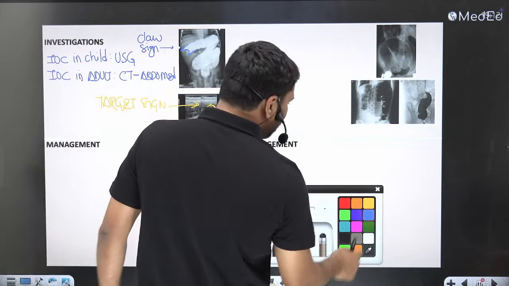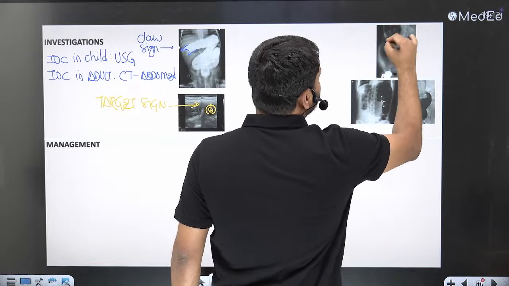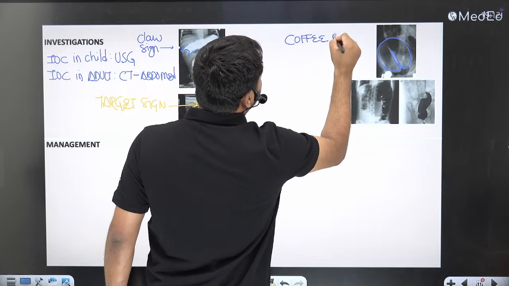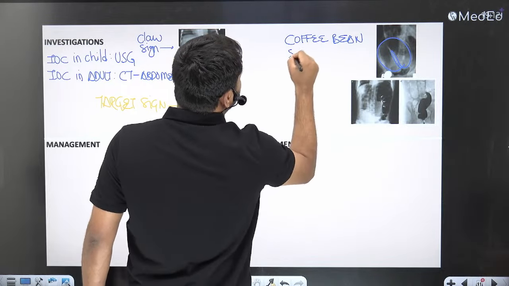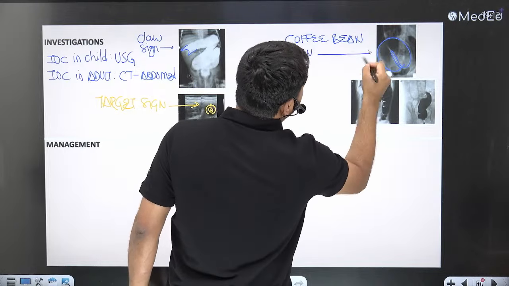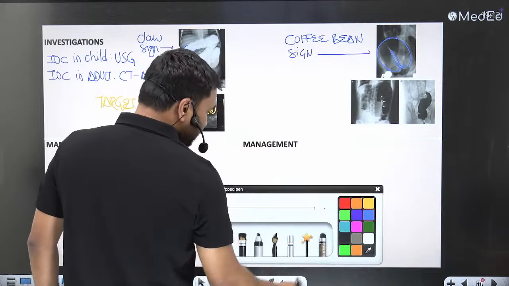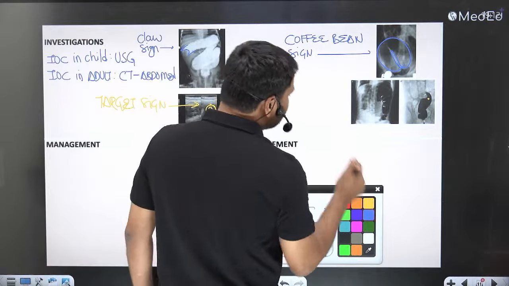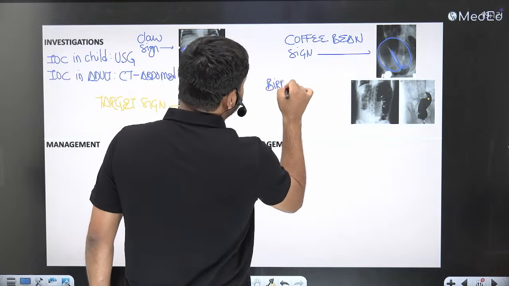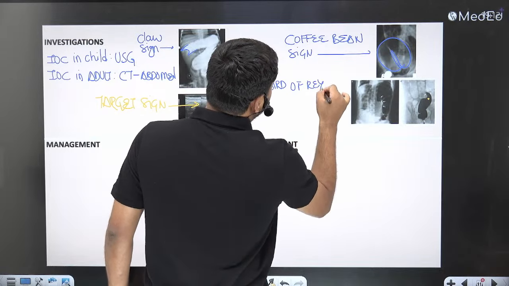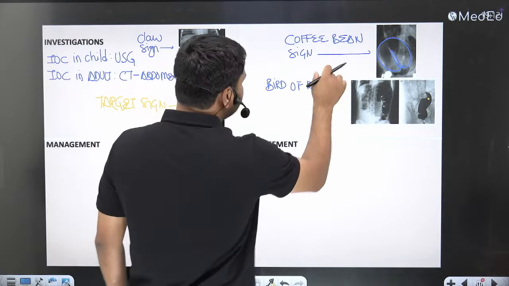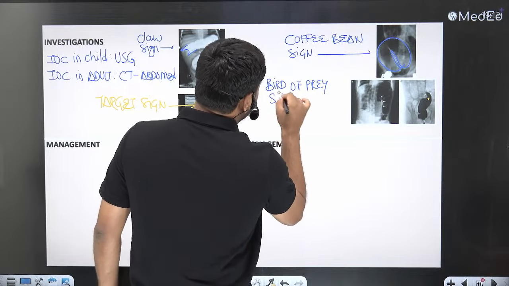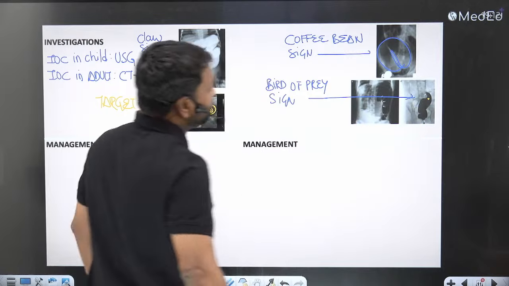Whereas when you go down towards the volvulus, you see there's a nice coffee bean sign. On an X-ray, you will see a classical coffee bean sign. And when you do an enema, as you see, this image looks as if a bird is waiting to catch its prey. So this is what we call the bird of prey sign. That you see in your enema, right?